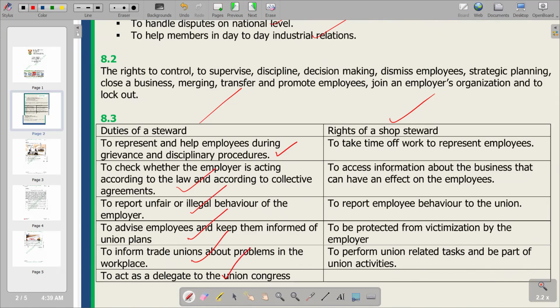And then if you look at the rights of a steward now, it's to take time off to represent employees. So they have to be given time to represent the employees. It's their right, and the employer cannot deter that. So that's what we have on the first point.